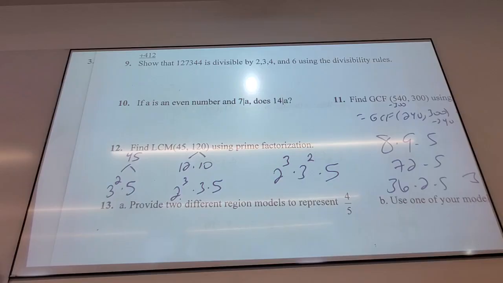So real quick, does 3 go into 60? Yes. Does 5 go into 60? Yes. So does 15 go into 60? Yes, because 3 and 5 are relatively prime. What's 60 divided by 15?